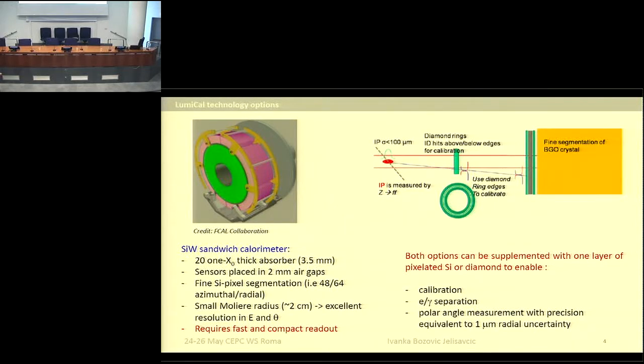Both options could be supplemented with an additional layer of either pixelated silicon or diamond to enable calibration, electron-photon separation, and polar angle measurement with precision equivalent to 1 micron radial uncertainty.